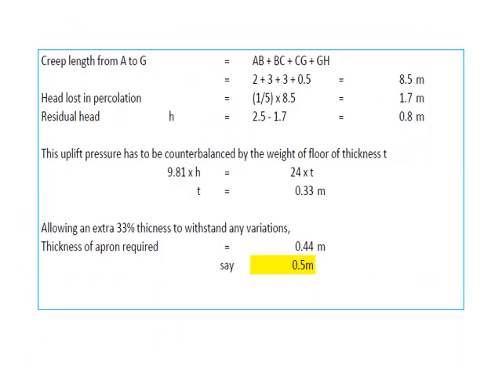Creep length from A to G is given, which is 8.5. So 1/5 of 8.5 gives 1.7. Out of 2.5, 1.7 goes as head loss. So therefore you will get the residual as 0.8. So now you know that uplift pressure 9.81 into 0.8 should be equal to 24 times the thickness. So thickness comes to just 0.33. You can increase by 33%, so that you will get 0.44. So we have provided 0.5 meters as the thickness.